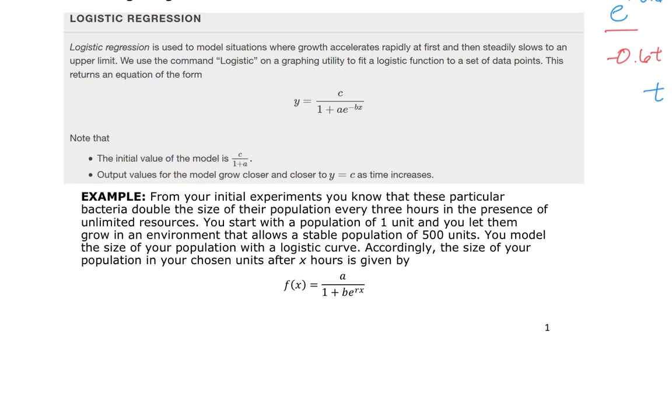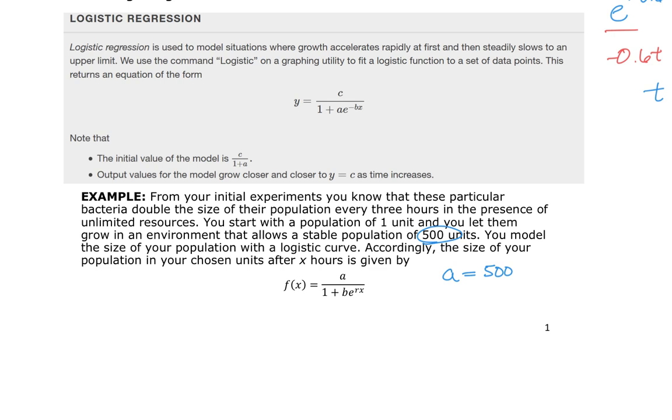Now, suppose that you have done this experiment and you have taken the data and written it all down, and now what you're trying to do is you start out with 1 unit and you let them grow to the environment. So it is a stable population of 500 units. This 500 units is A. You model the size of your population with a logistic growth curve. Accordingly, the size of your population after x hours is given by this. So what are all of these values?